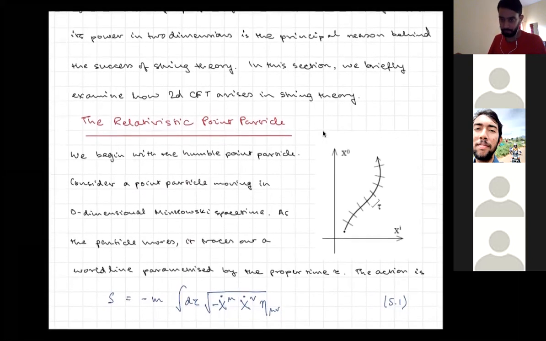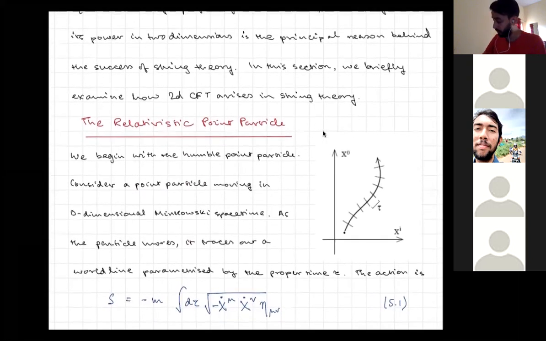We are looking at a point particle, and the point particle moves in spacetime, and so this is d-dimensional Minkowski spacetime. As it moves, it is going to trace out this world line. Okay, and this world line is going to be parameterized by a proper time. So tau is what I call proper time.